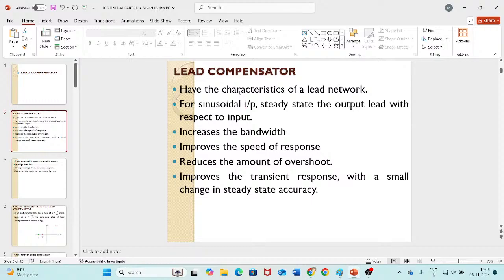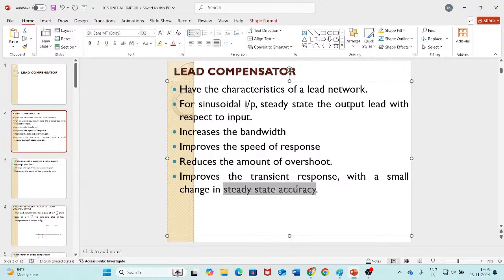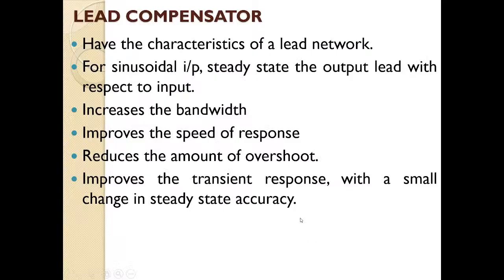The lead compensator increases the bandwidth of the given system, improves the speed of the response, and reduces the amount of overshoot. So it appreciably improves the transient response, whereas there may be a small change in steady state accuracy. There may be a small change in steady state accuracy, but there will be improvement in the transient response.